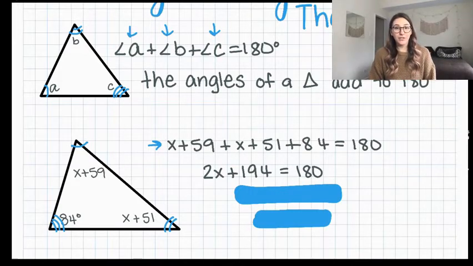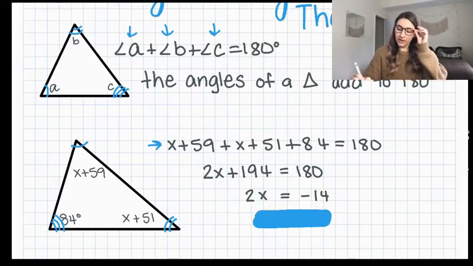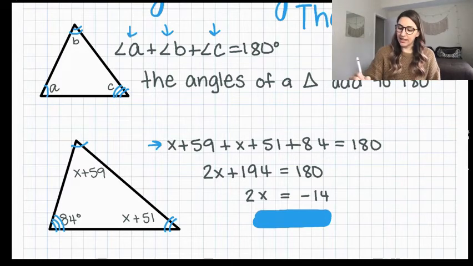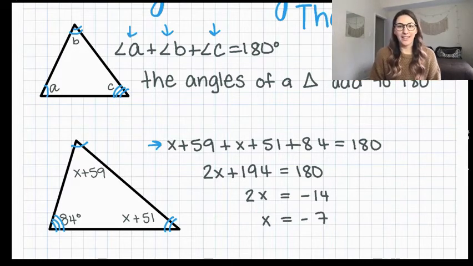In order to solve this two-step equation, we need to subtract the 194 from both sides, leaving us with 2x equals negative 14, and then dividing by 2 on both sides to isolate the variable, leaving us with x equals negative 7. And it's that simple. You'll get used to writing these equations pretty quickly. The three angles in the triangle add to 180 degrees.